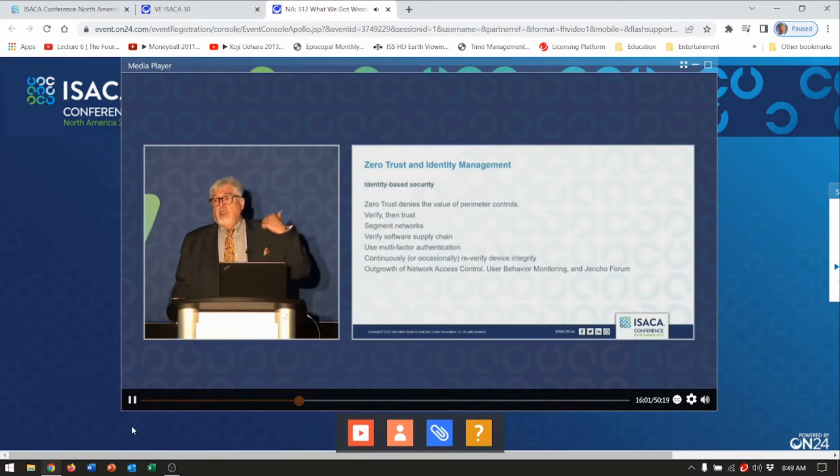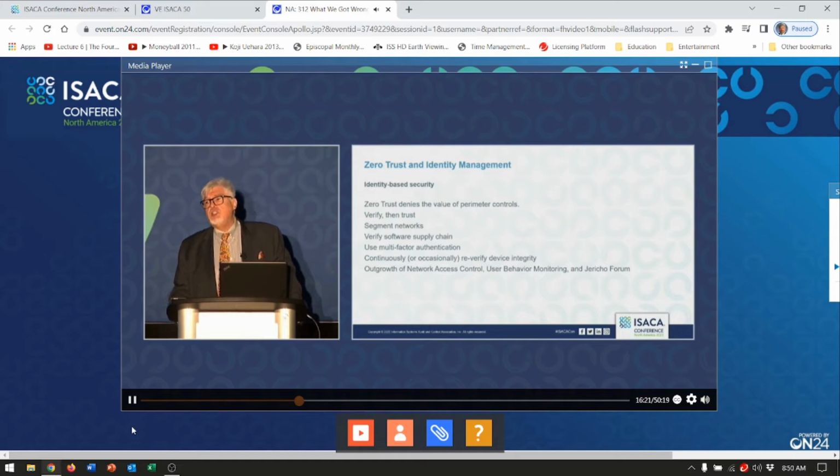So the idea is, don't believe in a perimeter. Just because somebody's there doesn't mean they have access to stuff. It's not trust but verify. It's verify first, then trust. Make sure your networks are rigorously segmented. Look at the behavior of users and equipment.